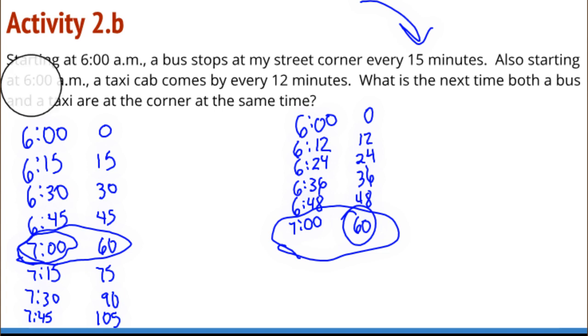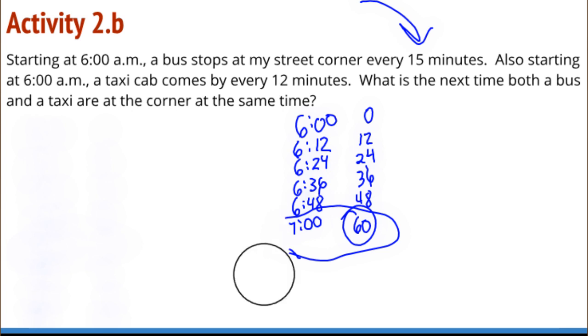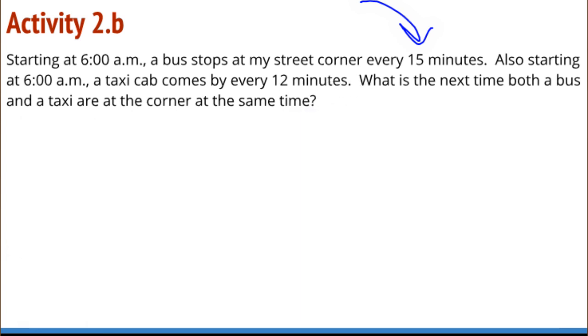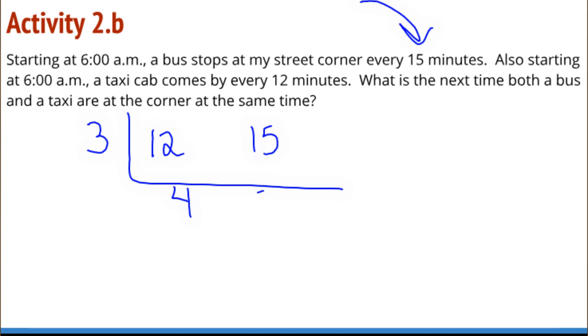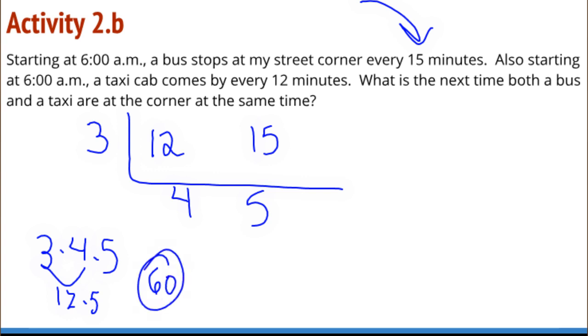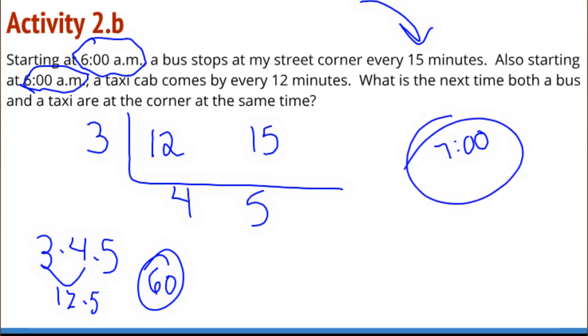Now I could find this, rather than making a big long organized list, I could find this by saying what is the least common multiple of 12 and 15. I can divide them both by 3. 3 times 4 is 12, times 5 is 60. So 60 minutes will go by. 6 a.m. plus 60 minutes is 7 o'clock.